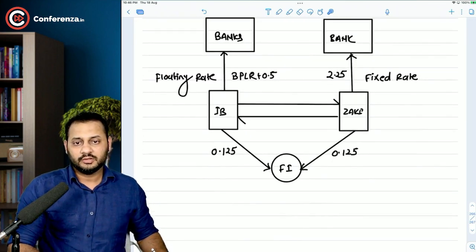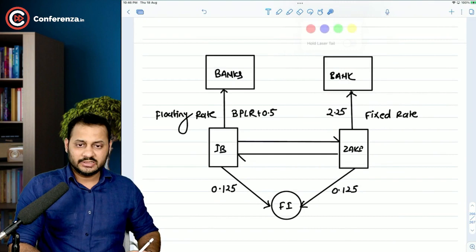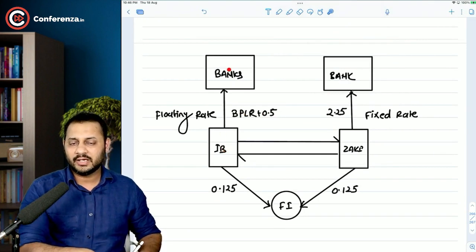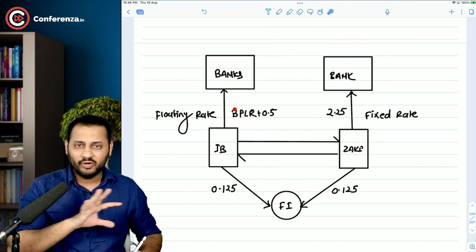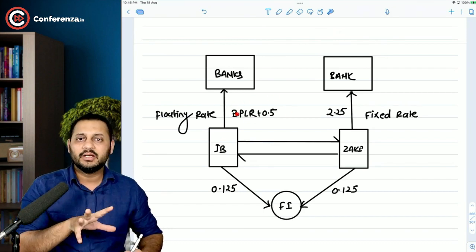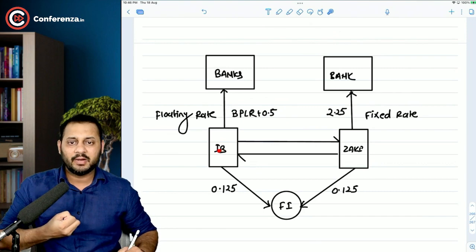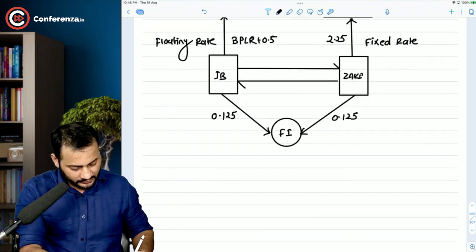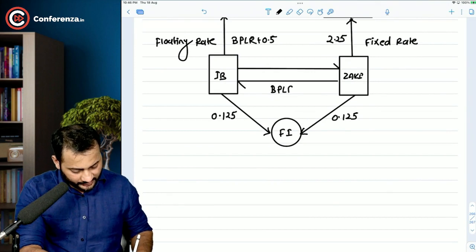So if you look from the IB's point of view, IB has paid BPLR plus 0.5 to the bank. He doesn't want floating. So the entire BPLR plus 0.5 will be received back from IB, from Zaki. So let's receive it back. This is very easy to find out. This is the first step.